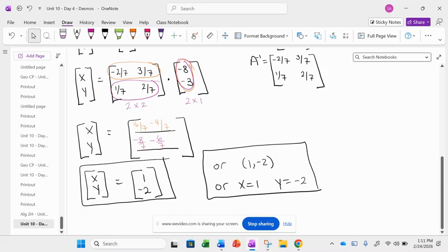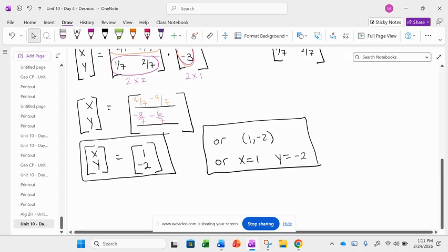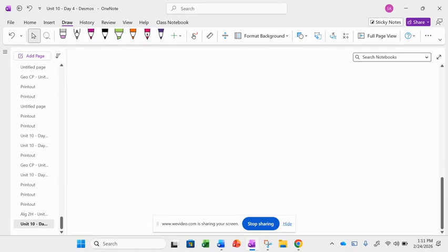Okay, so now what I'm going to do is I'm going to show you how to do everything we've done so far in Desmos. I'm going to teach you how to multiply matrices in Desmos. I'm going to show you how to add matrices in Desmos. I'm going to show you how to find determinants in Desmos. I'm going to show you how to find the inverse and solve a system of equations in Desmos. We ready? Let's do this.